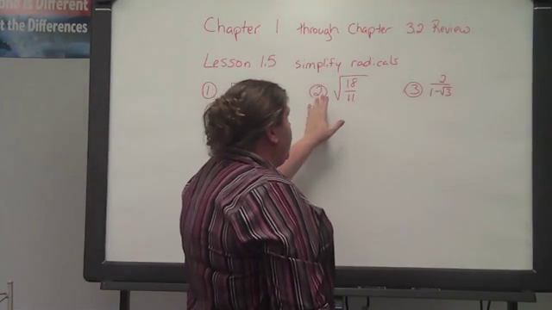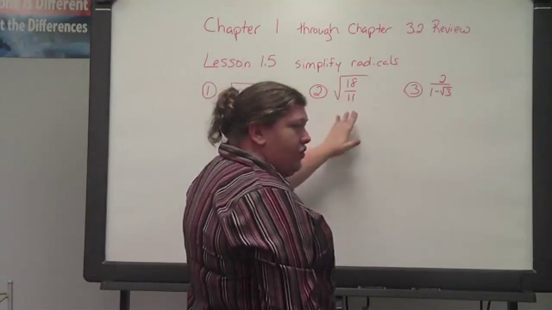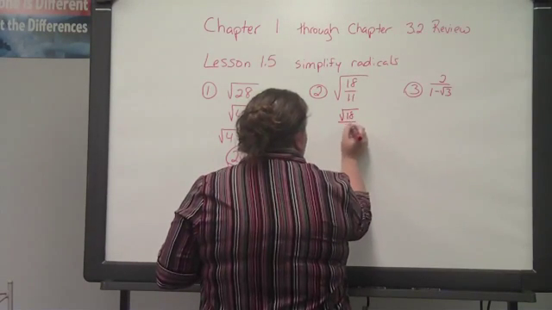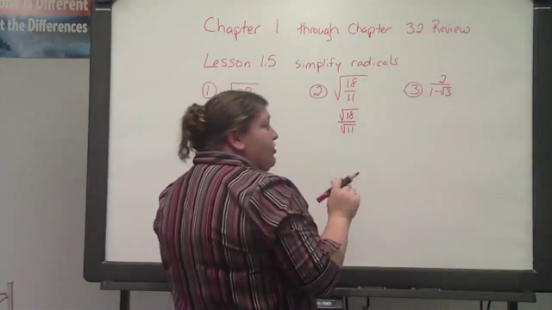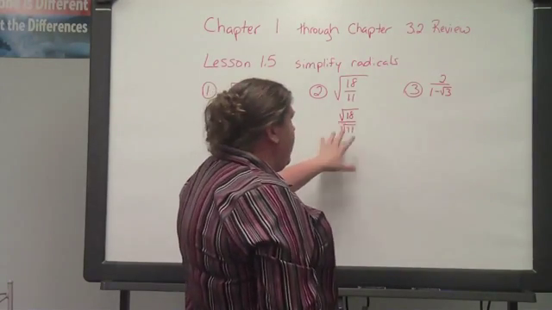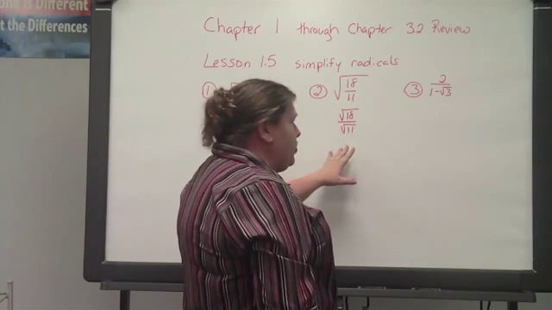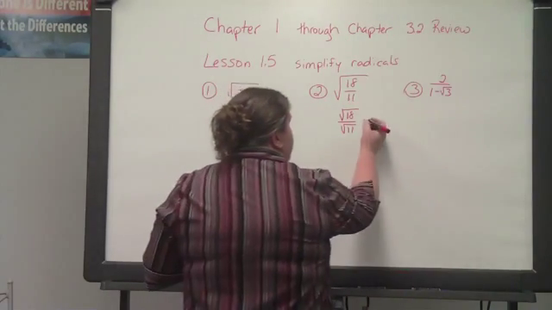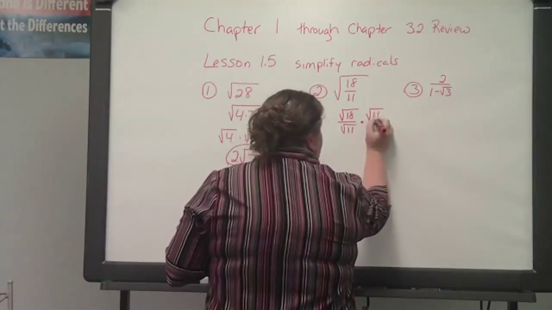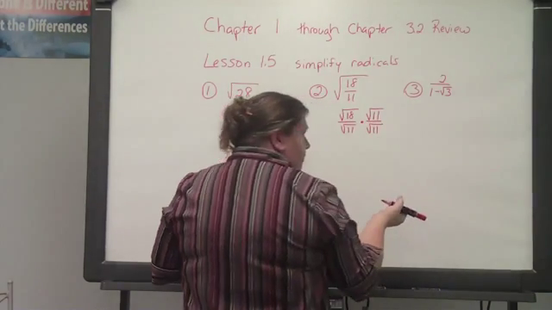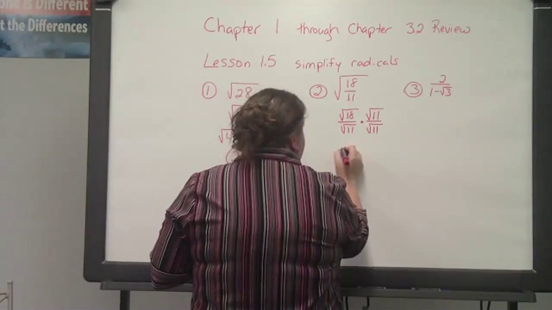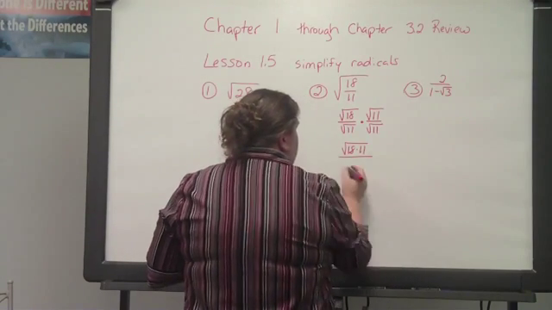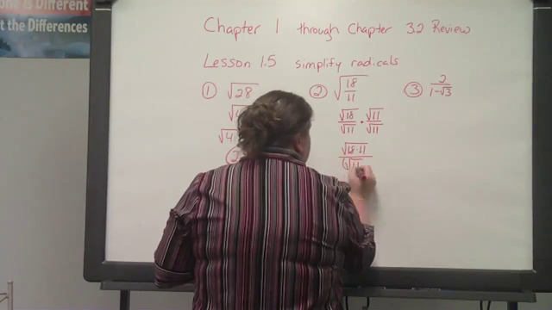On number 2, because the radical covers the top and bottom of a fraction, we can rewrite this as the square root of 18 over the square root of 11. There's not a perfect square within 11, but we can't have a radical in the denominator. And so we have to rationalize the denominator, which means we are going to multiply top and bottom by square root 11. What that does is replaces, we can say 18 times 11 over the square root of 11 squared.